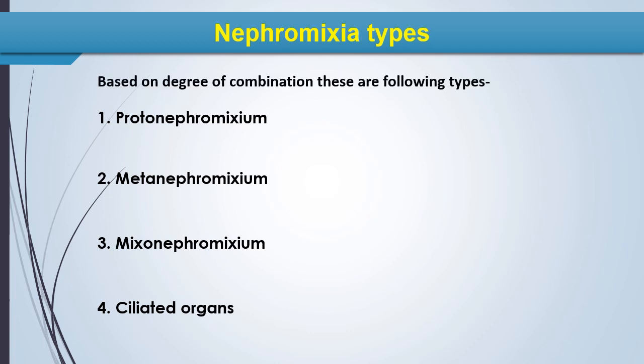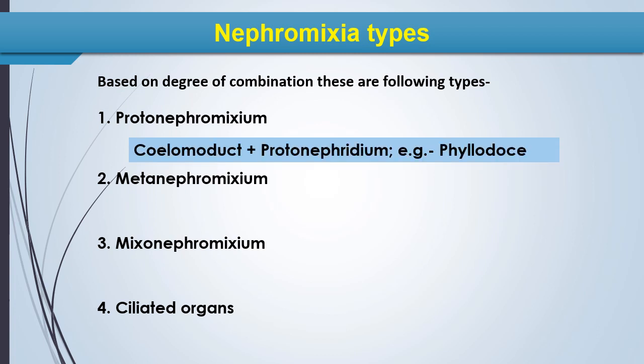Based on the degree of combination, the Nephromixia are of the following types. Protonephromyxium is a combination of coelomoduct and protonephridium. When a coelomoduct is joined with the protonephridium and they share a common duct, the structure is called protonephromyxium. It conveys both reproductive and excretory products to the exterior.